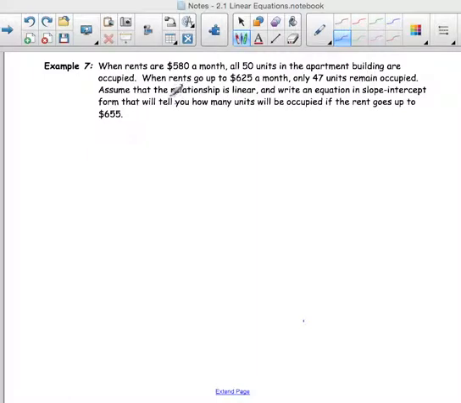So this is what we're learning in this section. And write down an equation in slope-intercept form. So slope-intercept form tells us what our end result is going to look like. That's going to be y equals mx plus b. That will tell you how many units will be occupied if the rent goes up to $655. So in this case, our input is going to be the rent. So x is going to represent the rent, and y, our output, is going to be the number of units.